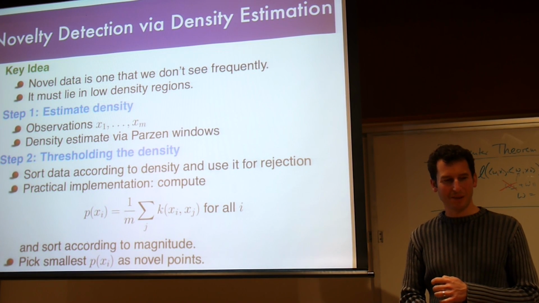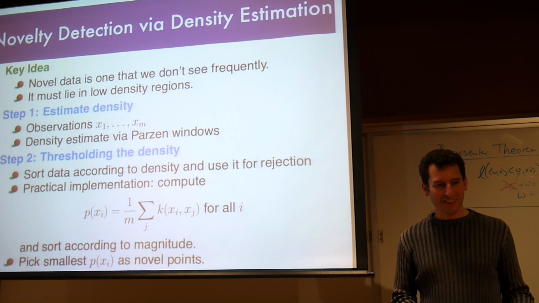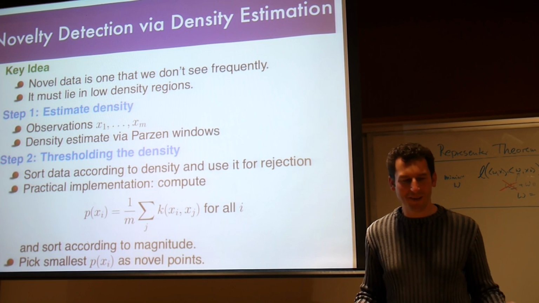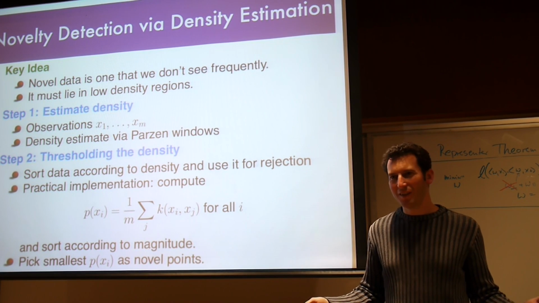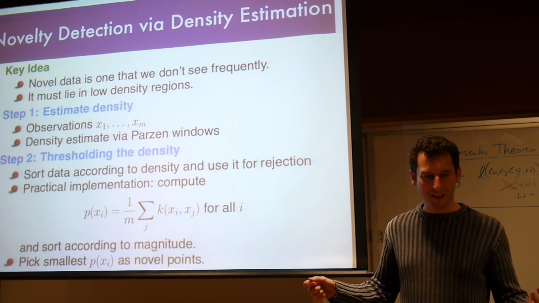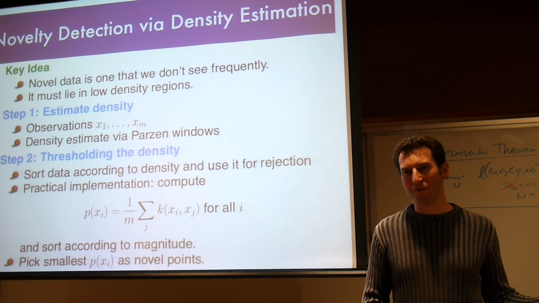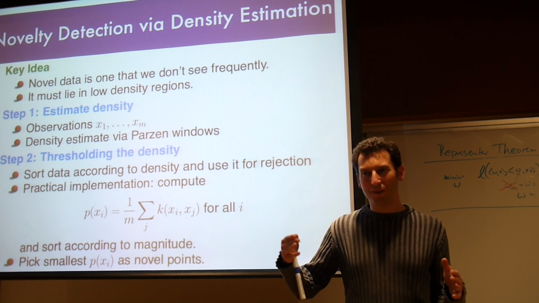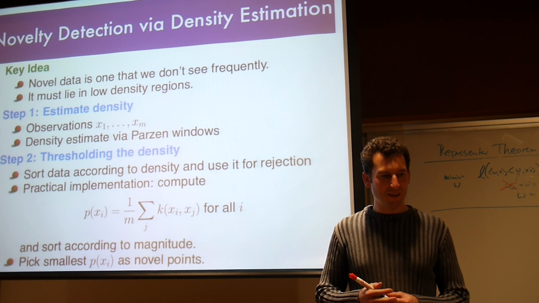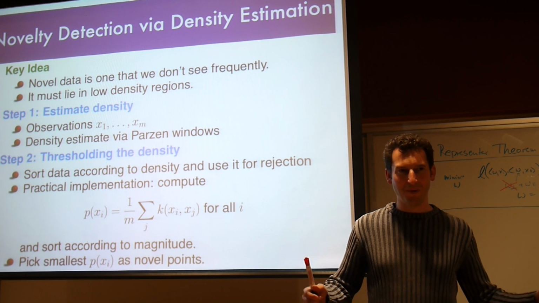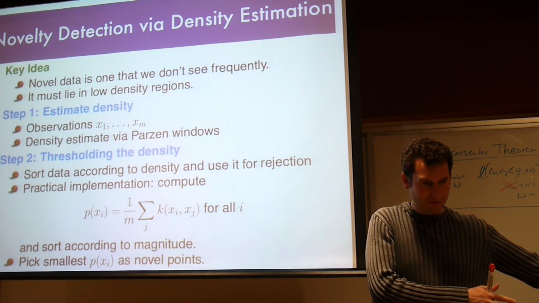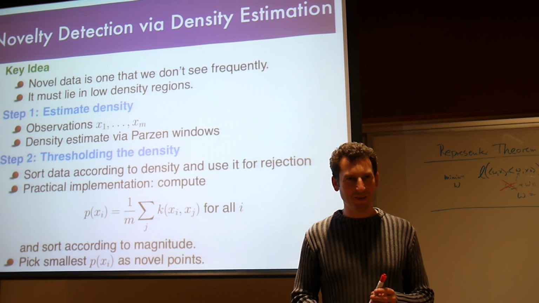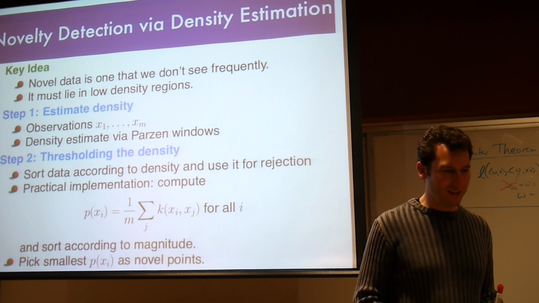The first thing I could do is just density estimation. The idea is that novel data is the data that we don't see very frequently, so it must be in the low density region. What's more natural than to just estimate the density, for which I could use Parzen windows, or anything else. And then I threshold that density. I sort it, and I pick the points which have very low density first, and the ones that have very high density are the really typical ones. Sounds like a plan, right?